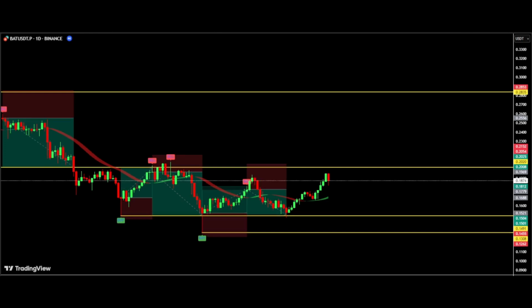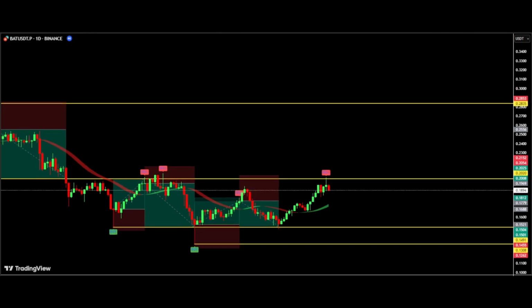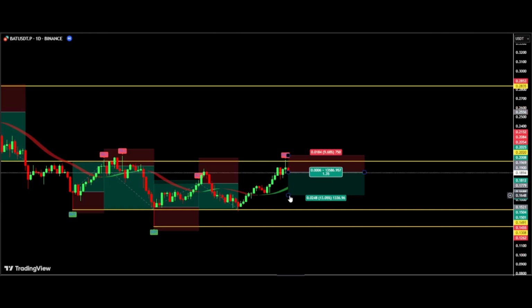Next, we need to wait for the price movement until a new signal appears. We must be patient and avoid FOMO. Never open positions without a clear signal. Always trade according to the plan.